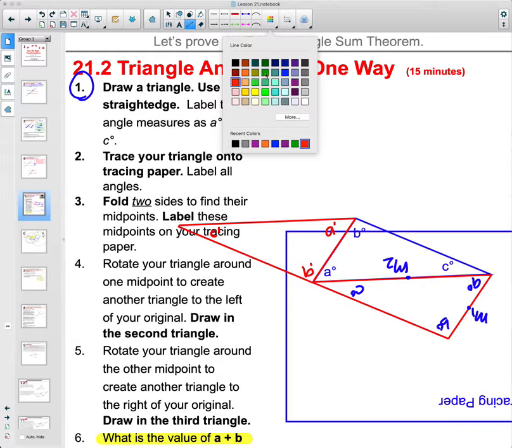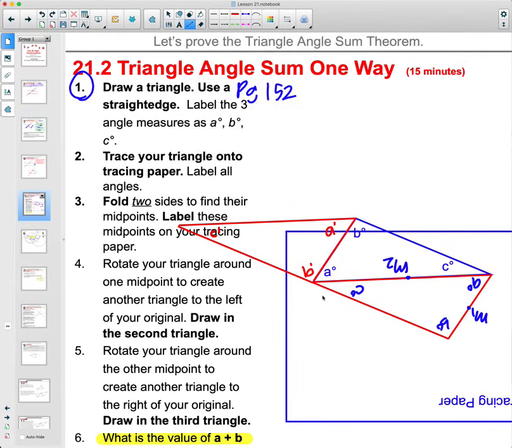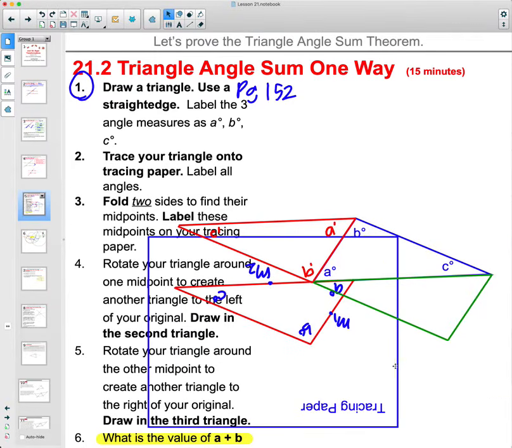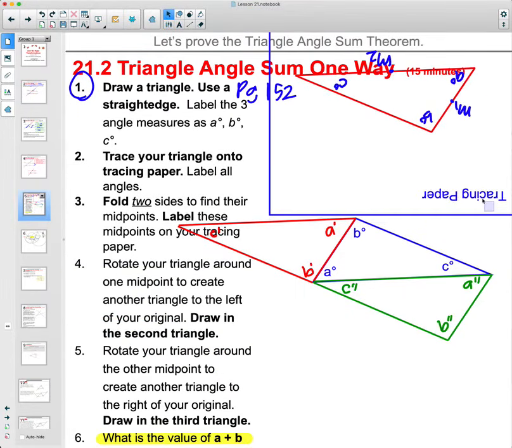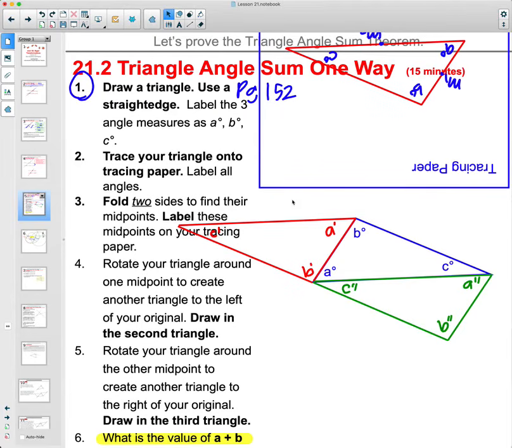And get that one drawn in. Now get this new triangle drawn in, labeling those angles again in your student workbook. Mine was C double prime, A double prime, B double prime. So you should have something that looks similar to this. Again, you don't have the exact same triangle as me, so yours might look a little bit different.